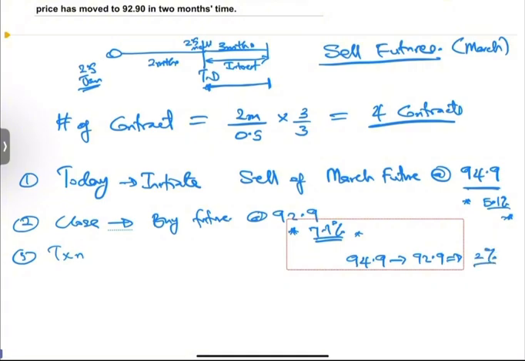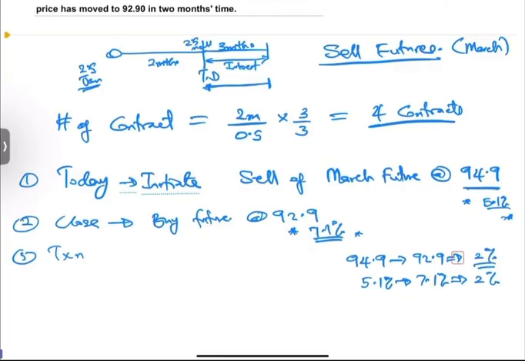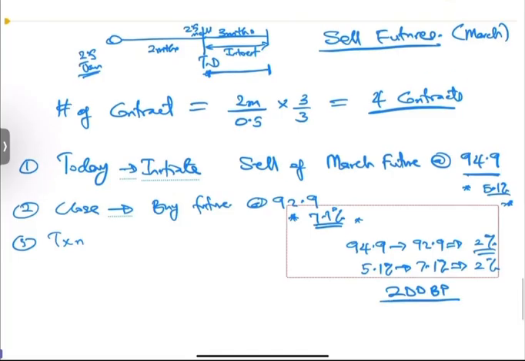2%. Which is the same thing as saying from 5.1% to 7.1%. And that's a movement of 2%. So 2% is how many basis points? 200. Fantastic. So that is 200 basis points. So this is your number of ticks.